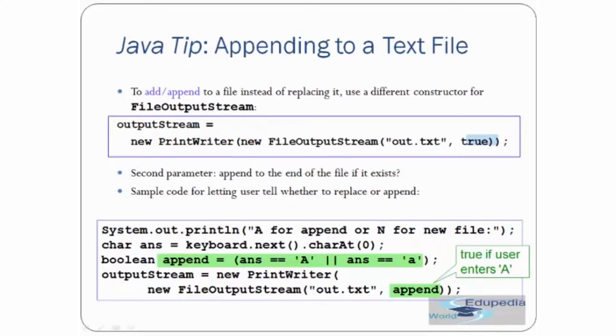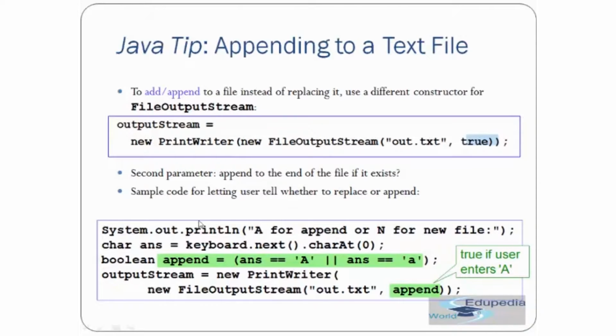Now, how to open a file in append mode using FileOutputStream is by adding true as a parameter with the file name. So when we do FileOutputStream, if you are adding a file name, just add true with it. That means the append mode is true. Append mode is on. Okay, so the second parameter is used to append to the end of the file if it exists. So the sample code for letting the user tell whether to replace or append is this.